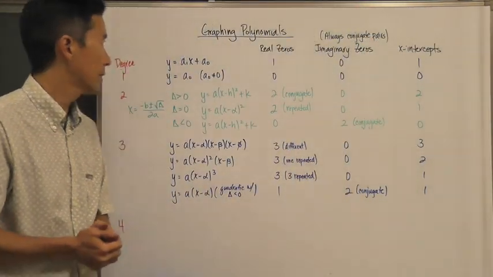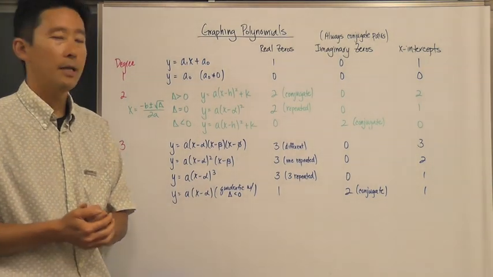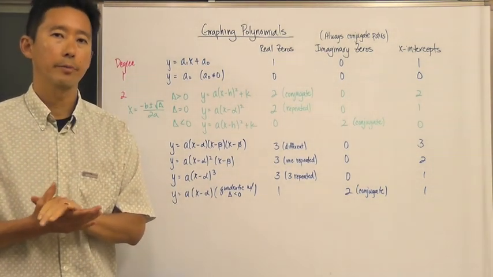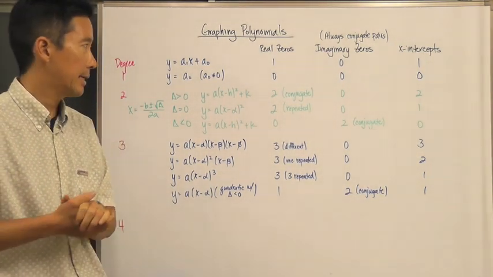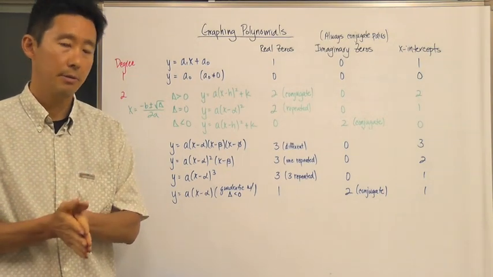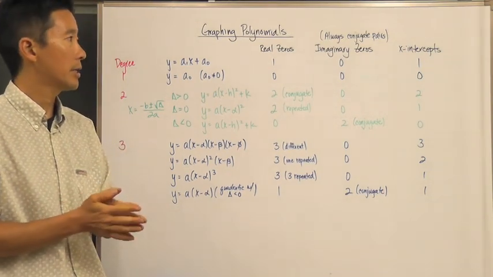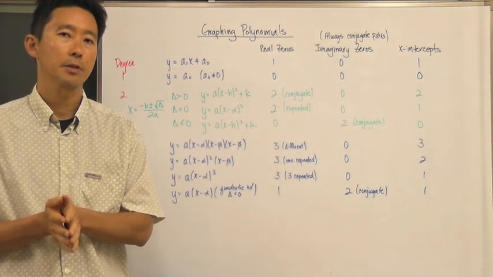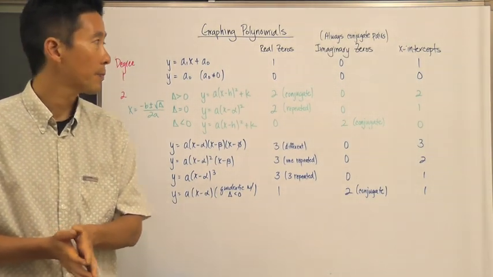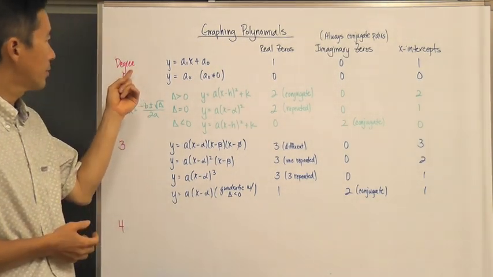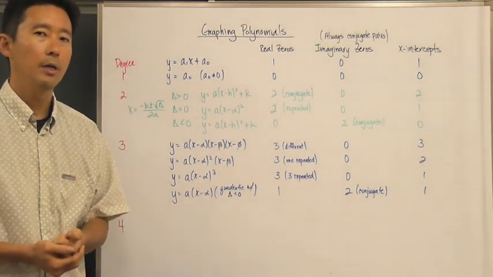Okay, let's go ahead and take a look at graphing polynomials. Now, when we look at graphing polynomials, the first thing that we're going to look at is the analysis and the relationship between the zeros, real and imaginary, as well as the number of x-intercepts that your graph will have. So let's start off first with the degree 1 polynomial, which of course is our linear polynomial.